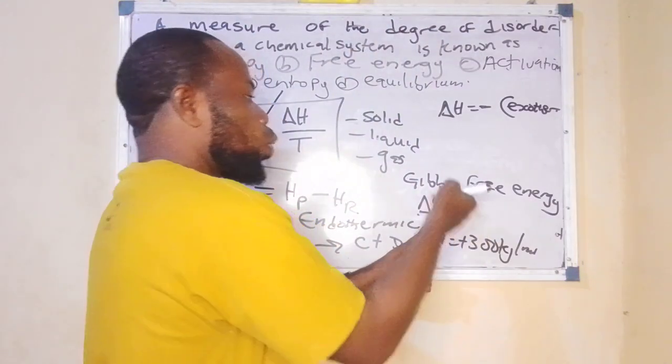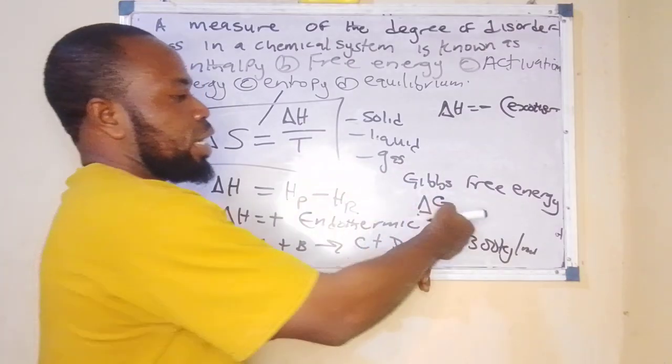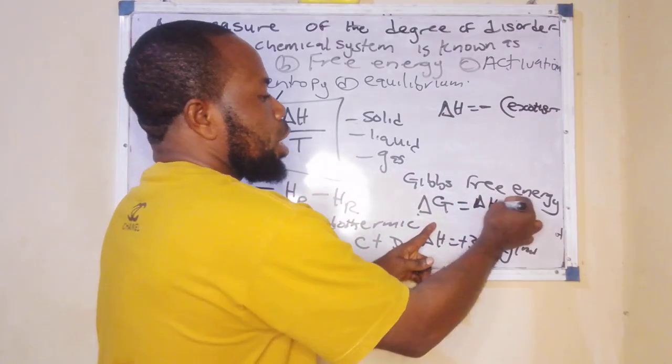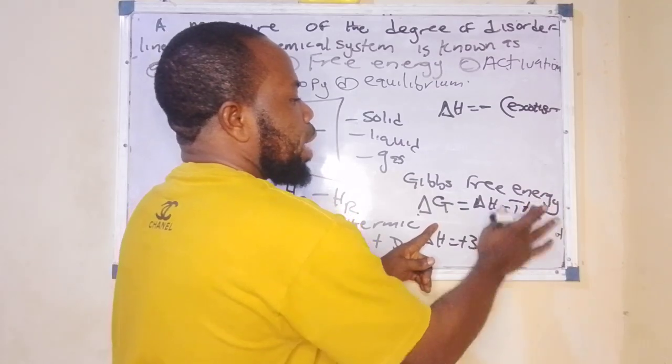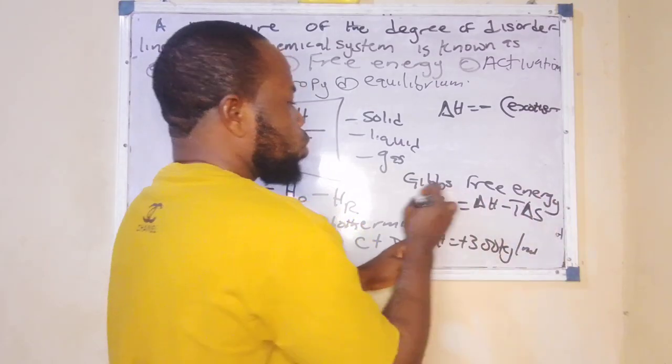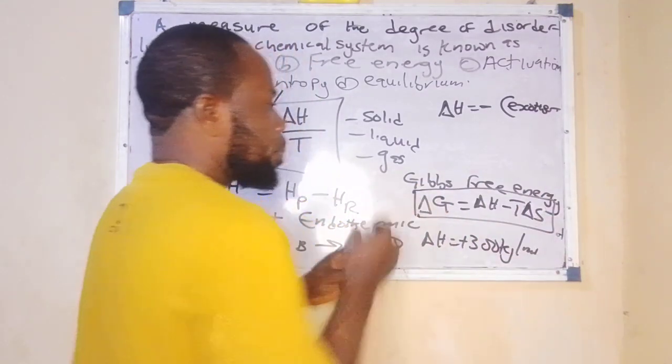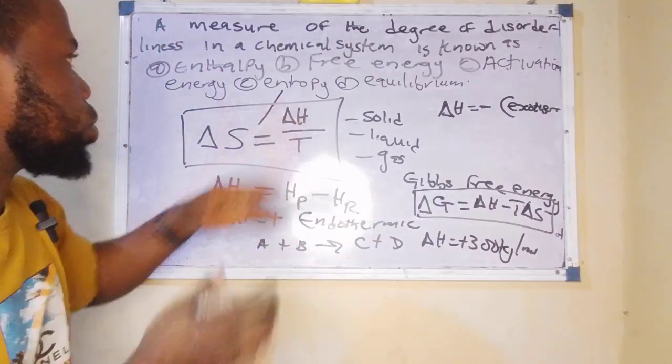Therefore, what can I use to calculate delta G? Delta G is equal to delta H minus T delta S. Now, please remember these formulas. They are very, very important. Now, we are putting our answer already to the question. The answer here is C.